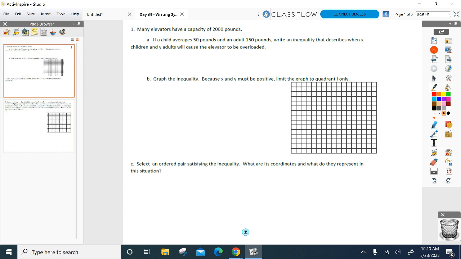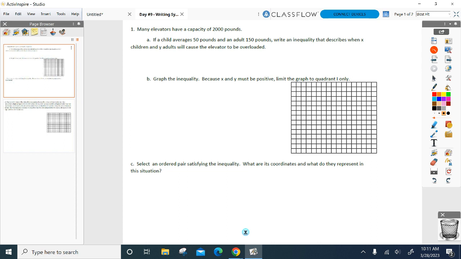So here's the deal. A child weighs about 50 pounds. An adult, we're going to say, weighs about 150. We're going to write an inequality. X will be children, Y are adults. All good. X children, Y adults. Write me an inequality that causes the elevator to overload itself. So we just talked, it can't have more than 2,000. So I want to come up with an inequality that says it's going to overload if this happens.